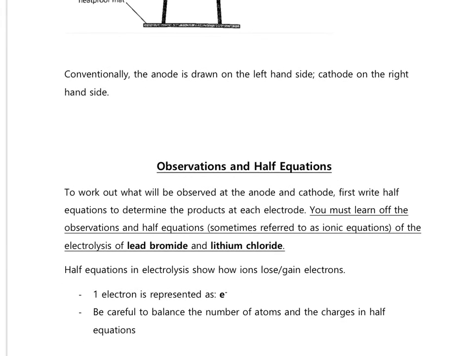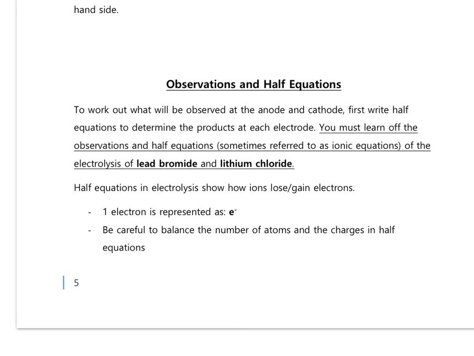Okay, so there's two ionic compounds that we're going to look at specifically, and that is lead bromide and lithium chloride. For these two examples, you need to know the specific observations at the anode and the cathode, and you also need to know what we call half equations. Half equations, or sometimes they're referred to as ionic equations, and it would be worth making a note of that, that half equations are sometimes referred to as ionic equations.